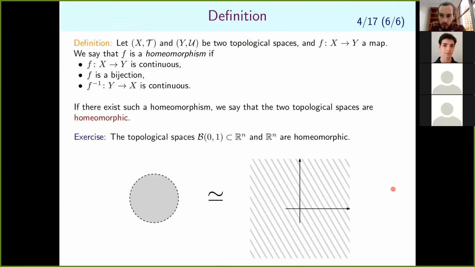This is another example that I give you as an exercise. In general, in Rn, you can show that the open ball of center 0 and radius 1 is homeomorphic to the whole space Rn. So for instance, this ball in R2 here is homeomorphic to the plane.